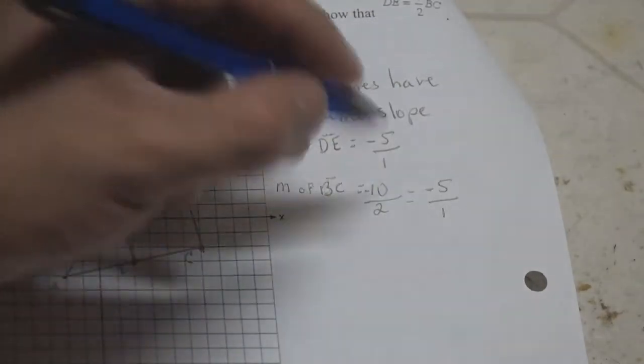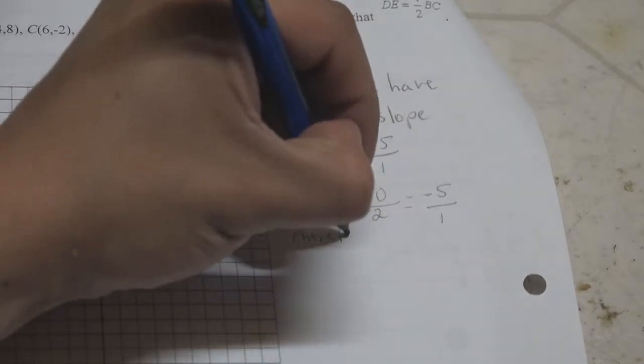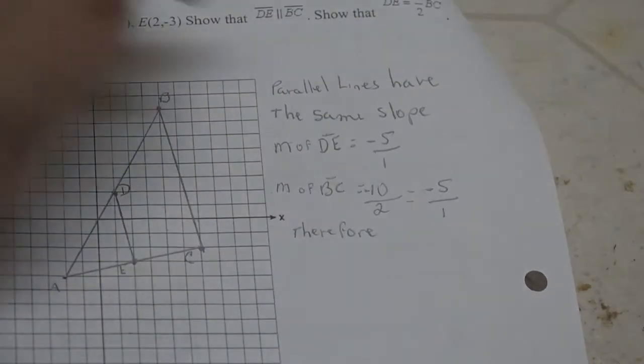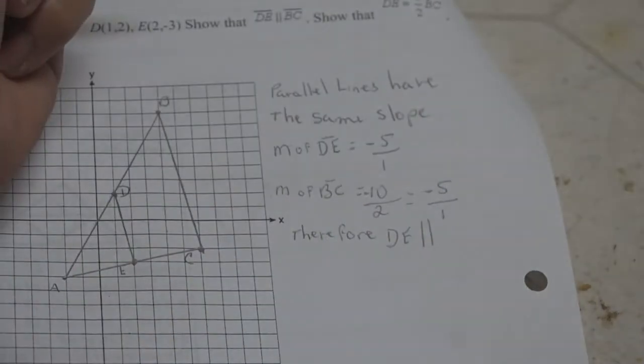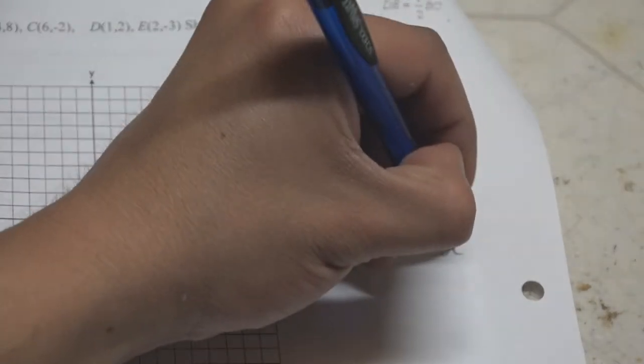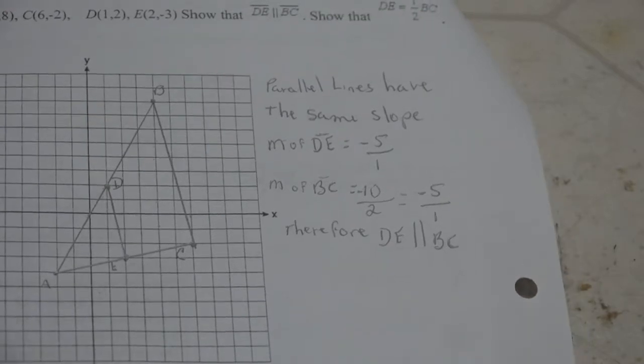Therefore, and you have to write this down, DE is parallel to BC.